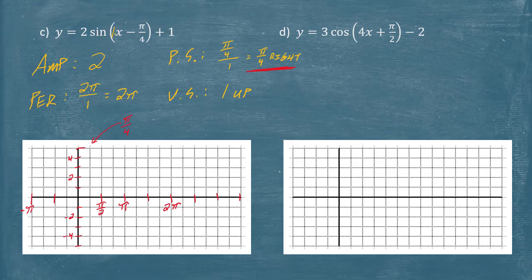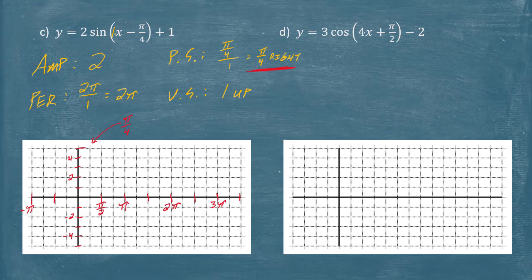So it still is going to be 2 lines for every quarter of the period, as we skipped every other, so keep that in mind. And technically every second tick mark here is just pi more than the one before, so this would be 3 pi. And now let's go ahead and start plotting some points on our grid.